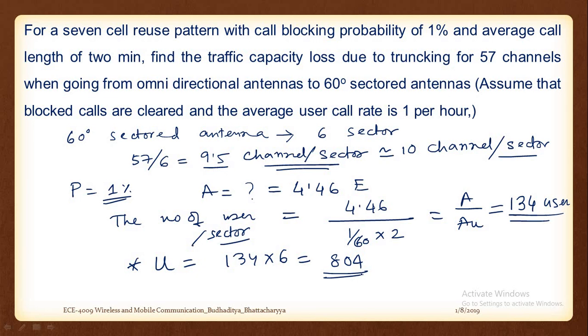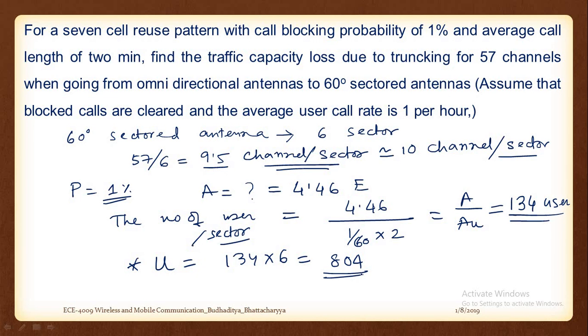What will be the total users when it's omnidirectional? Can you find out? How will you get that? For omnidirectional, how many channels will there be? 57 channels. So you have 57 channels and you have 1% blocking probability. Find the intensity. That will be your capital A. So your A will be 44 point something. It should be 44.24.